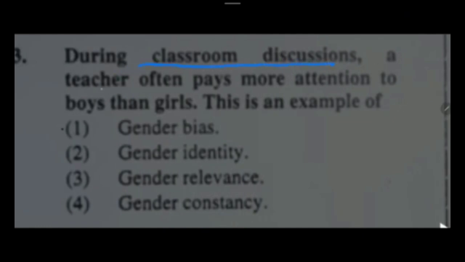During classroom discussion, a teacher often pays more attention to boys than girls. This is an example of gender bias. Option 1 is the correct answer. Gender bias.